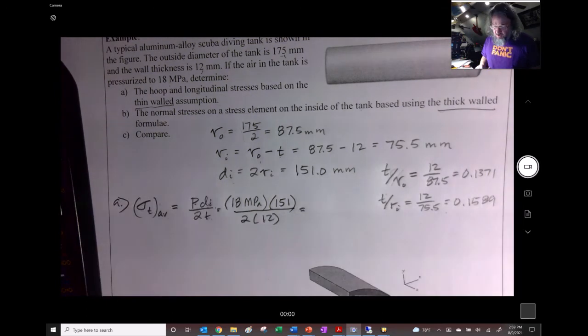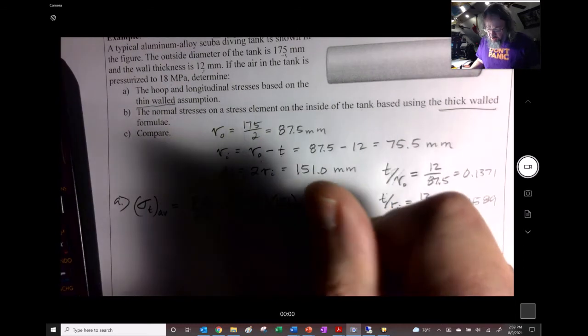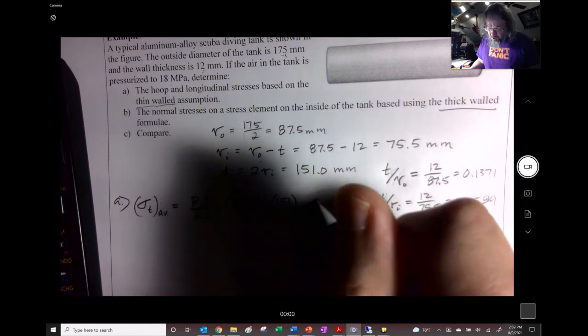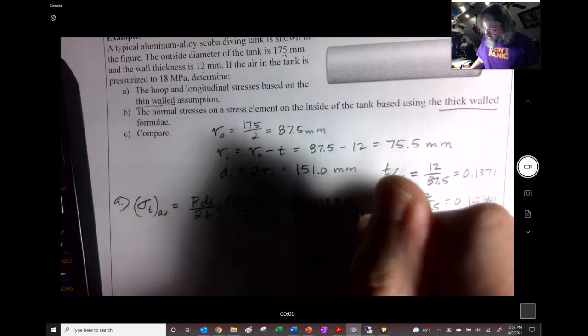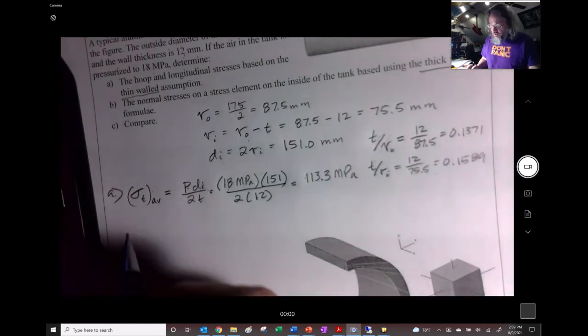So what are we going to find? We're going to get 151 times 2 divided by 12, and we get that this is going to be, oh, and by the way, this is megapascals, right? So these will be megapascals. We'll get 113.3 megapascals right there.